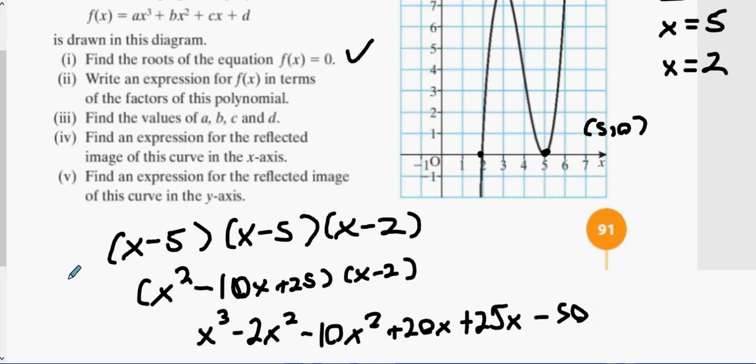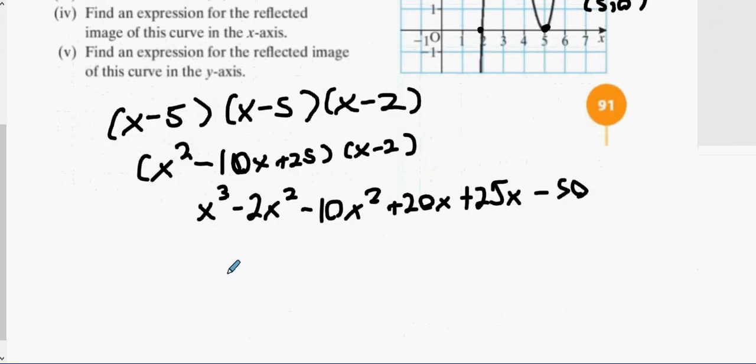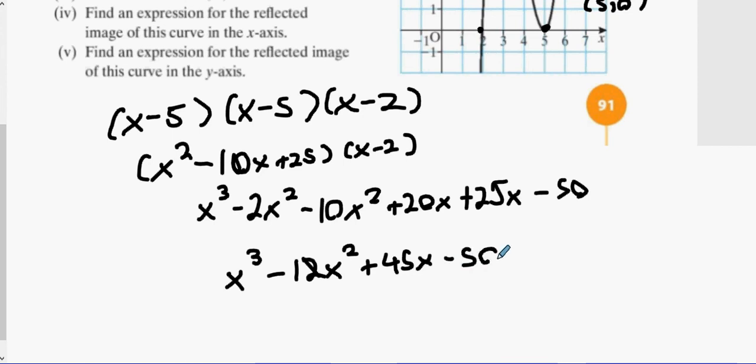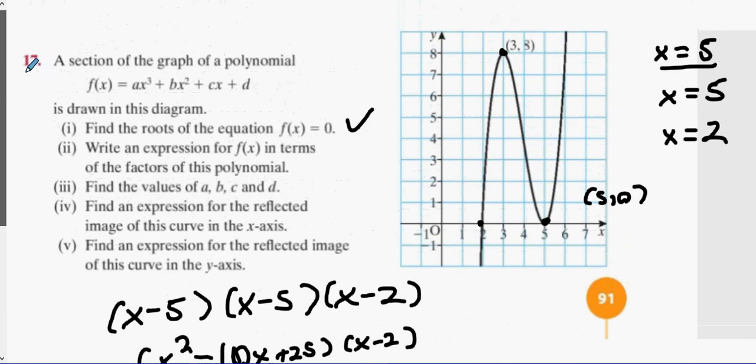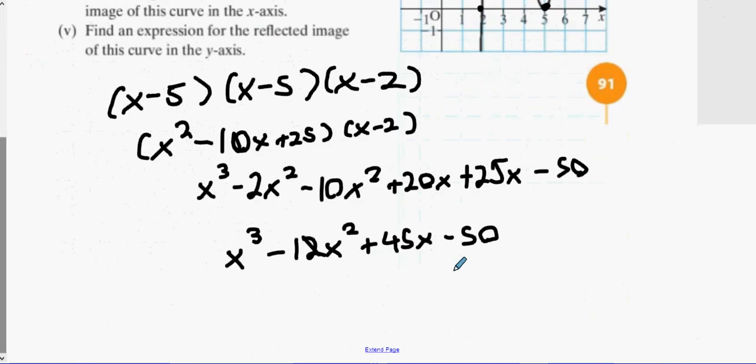Now, how can I check if this is correct or not in a minute? So I'm going to get this, oh, I keep doing that, 12x squared plus 45x minus 50. Is that okay with you guys? Now, which point do I know the value of? I know the value of 3a. What has to happen when I sub in 3? Better equal a. Otherwise, it's not the value we're looking for.